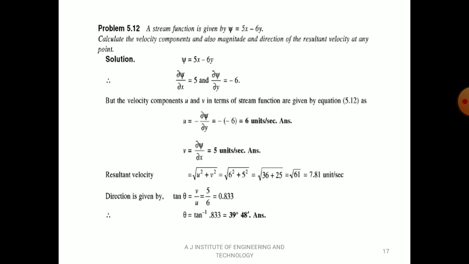Direction is given by, it is important to remember this expression, tan theta equal to v by u. That is the velocity in y direction divided by velocity in x direction. Velocity in y direction is 5 and velocity component in x direction is 6. So that is equal to 5 by 6, that is equal to 0.8333. So theta equal to tan inverse of 0.8333, that is equal to 39 degree 48 minutes. You can write 39 degree 48 minutes or you can write 39.8 degree, that is also okay.